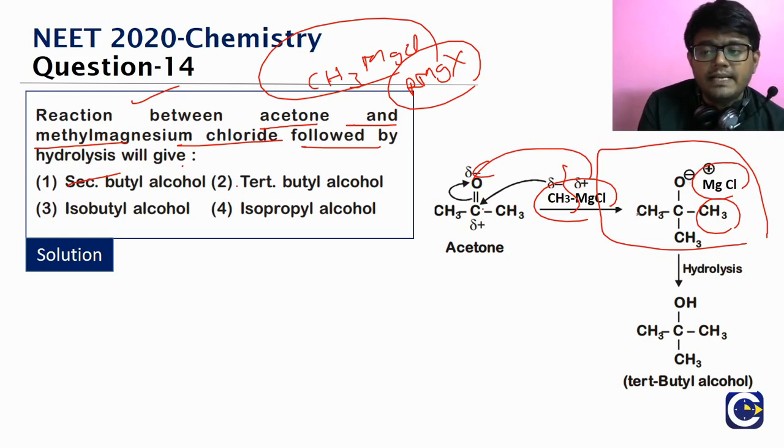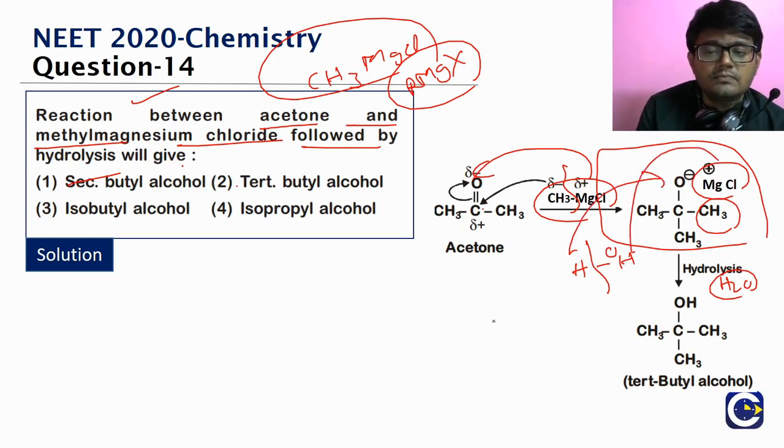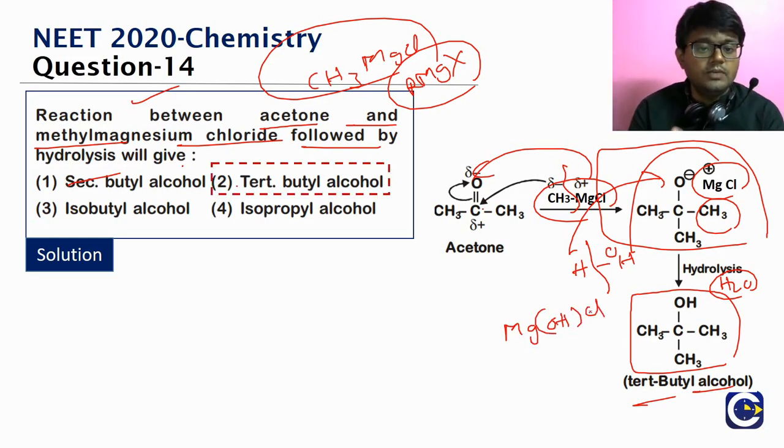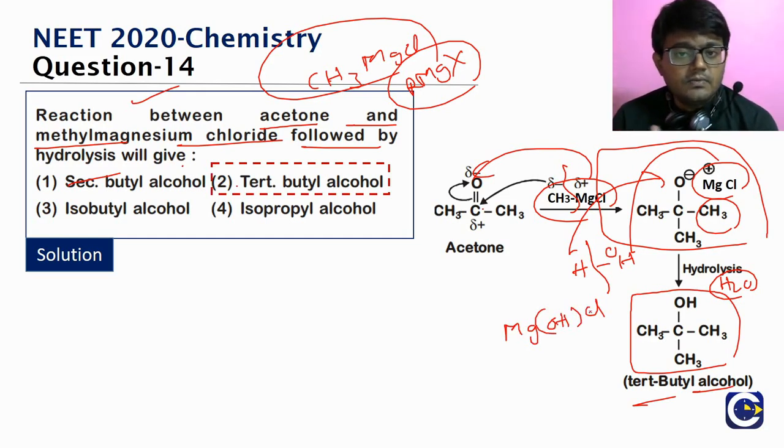When we do the hydrolysis, the reaction with water, water will dissociate into H plus and OH minus. H plus will attach to the oxygen and OH minus will go along with the MgCl. So for the oxygen, H will come. This is our product. The common name for this is tertiary butyl alcohol. Of course, we'll also have MgOHCl. So what is the answer for this question? Option 2. We'll get tertiary butyl alcohol as the product.